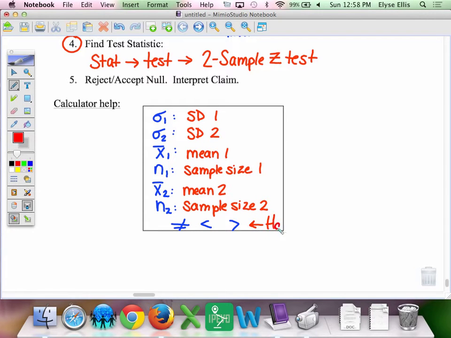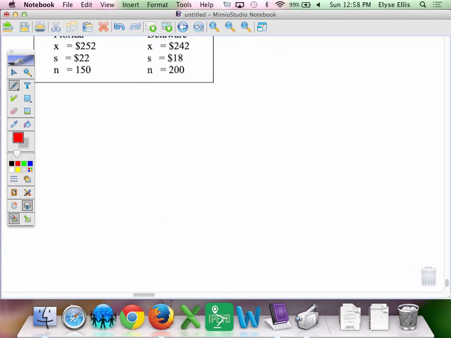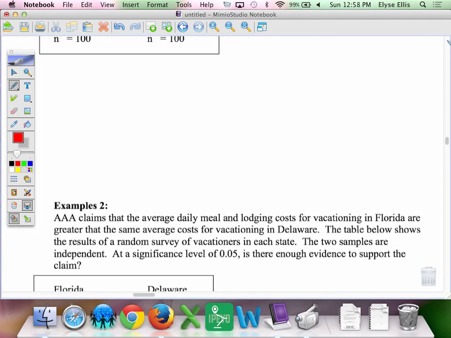And when it comes to the symbols, remember you decide that based off of whatever was in your alternative. You're going to hit enter. And just like before, the z is your test statistic. The p-value is also located in there if you want to go that route. Very, very familiar steps. So what? Everything's doubled. The only thing that's still different is that calculator button. Everything else is still going to be the same.